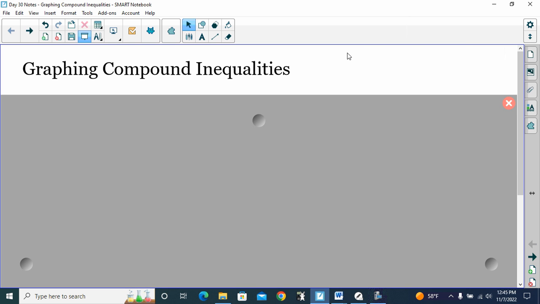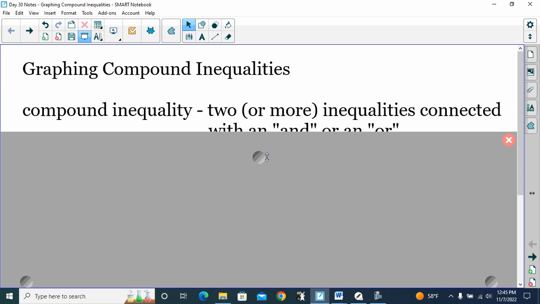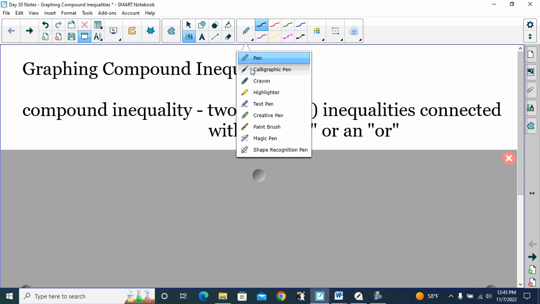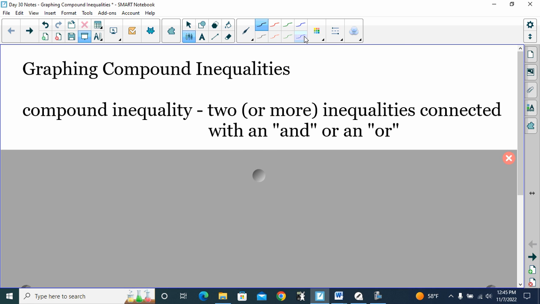Today's notes are all about graphing compound inequalities. We should start by defining what a compound inequality is. A compound inequality is two inequalities. Typically it'll be two. Everything we do will be two, but you could have more, two or more inequalities connected with an and or an or.